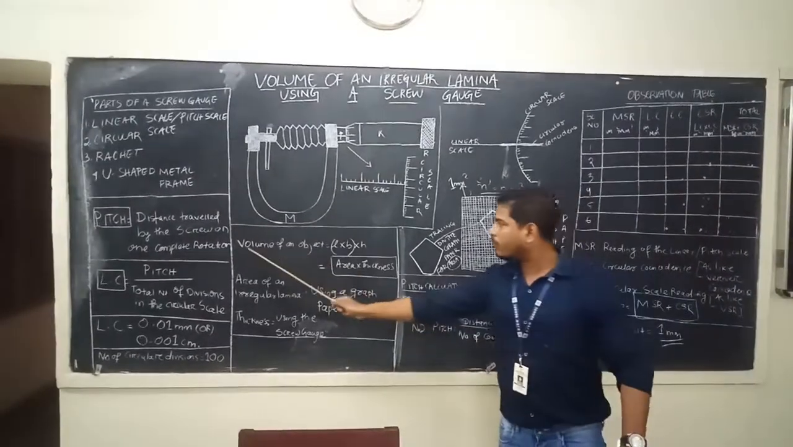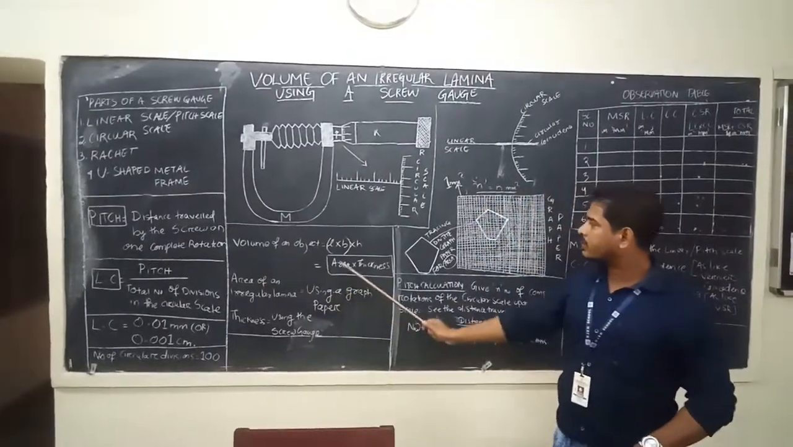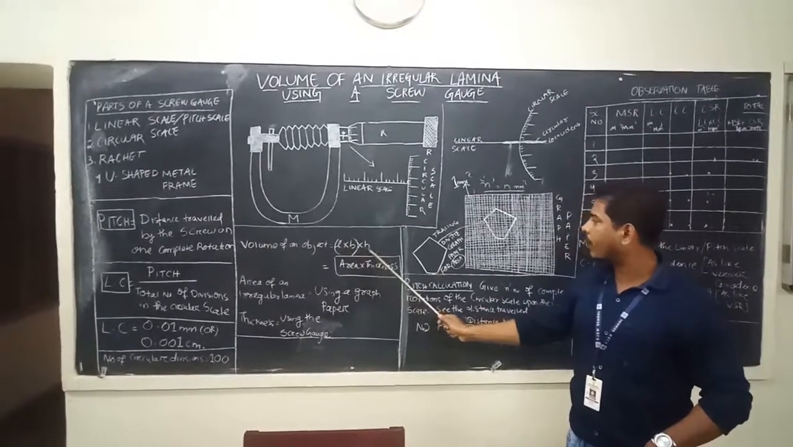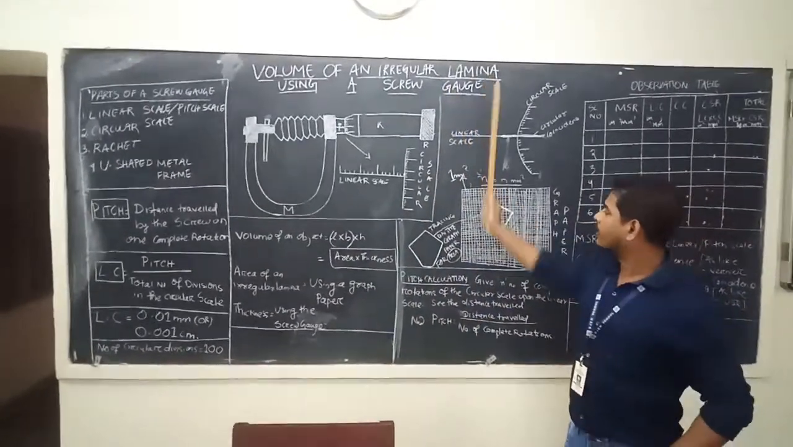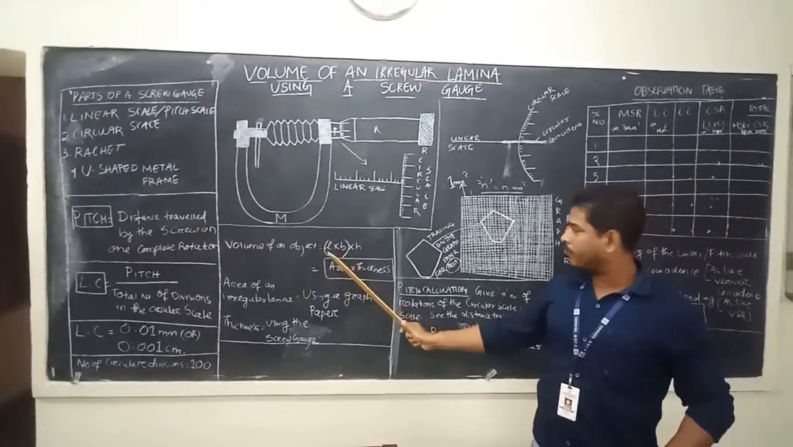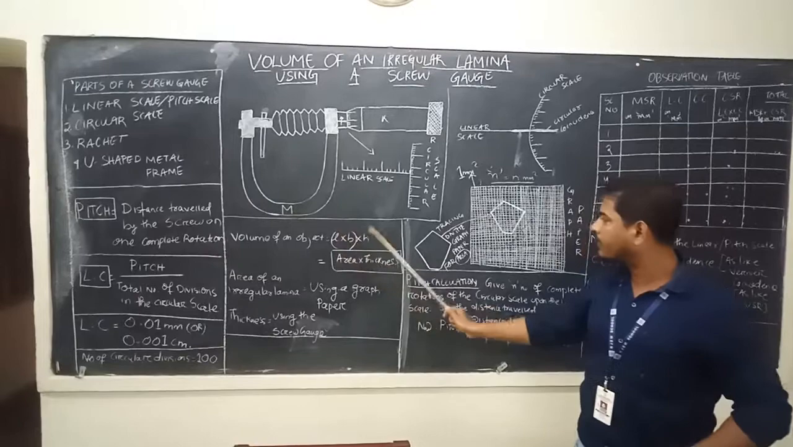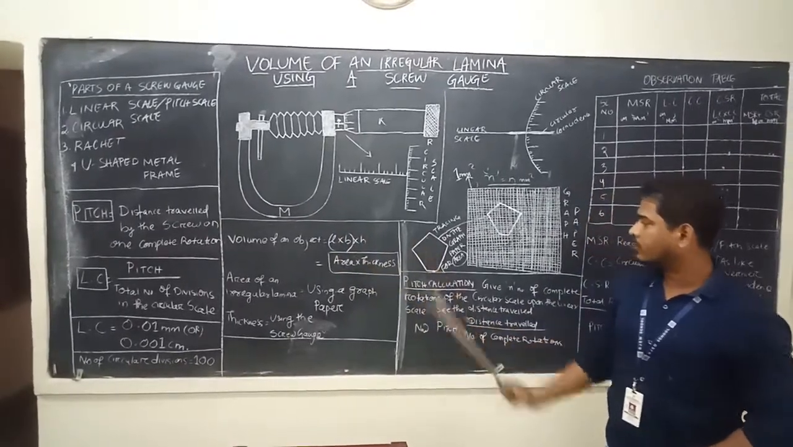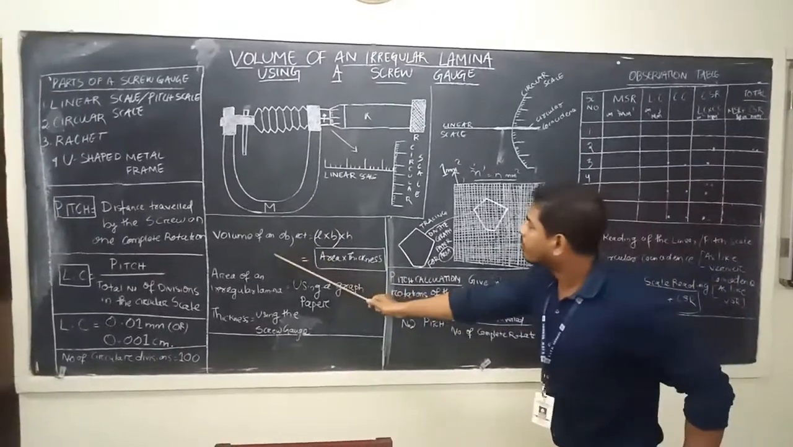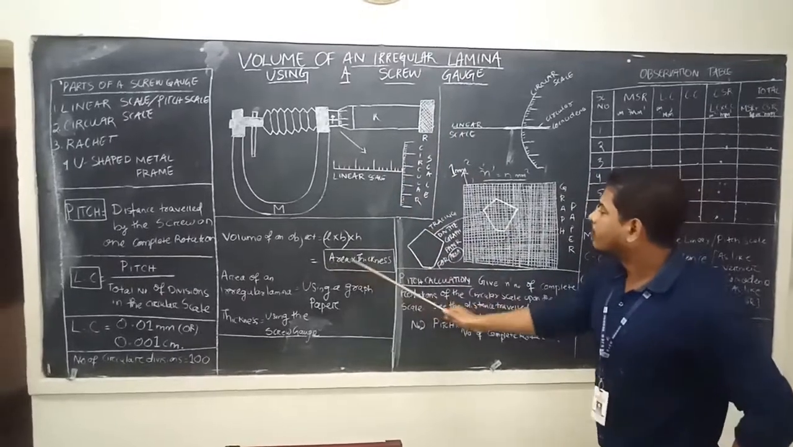But we know that volume of any object can be written in the form of length into breadth into height. Since it is an irregular lamina, it doesn't have specific dimensions of length and breadth. But if we combine this length and breadth, we get area and thickness. So finally, we got the volume of the irregular lamina is area times thickness.